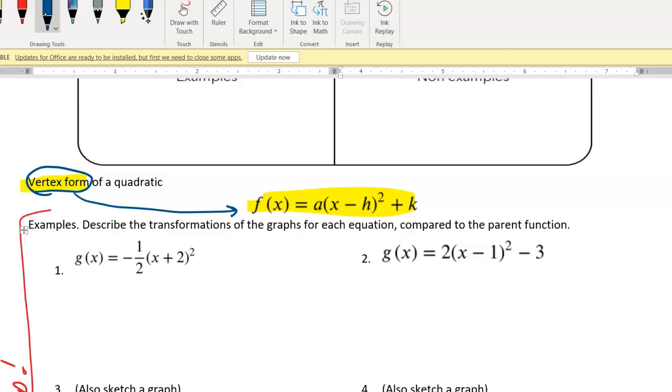Now, what does a vertex form really mean? Well, the reason why we call it the vertex form is we can quickly identify the vertex. The vertex is going to be the coordinate h, k. So h would be the x value of the vertex, k would be the y value of the vertex. And a tells you what's happening with the graph vertically. If it's being flipped vertically or stretched or compressed vertically.